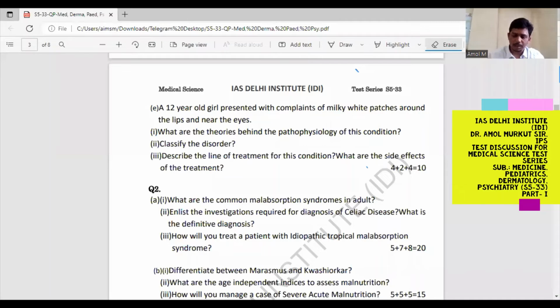Question E. है ना? A 12-year-old girl presented with complaints of milky white patches, skin around the lips and near the eyes. क्या है? स्किन का क्वेश्चन है ना? स्किन में क्या है? विटिलिगो का क्वेश्चन है ना? ये क्या है? स्किन और विटिलिगो का क्वेश्चन है. सिंपल क्वेश्चन है. What are the theories behind the pathophysiology of this condition?